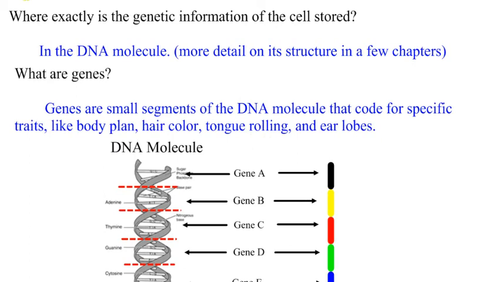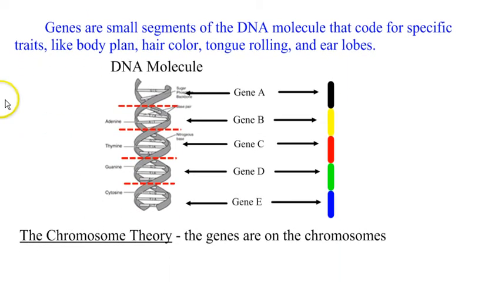All right, so the first question, if we're going to talk about cell division, is exactly where the genetic information in the cell is stored. And it turns out that it's in the DNA molecule. And a gene, specifically, is a small segment of the DNA molecule that codes for a specific protein. And we often see these macroscopically as specific traits like hair color and tongue rolling and earlobes and so forth.